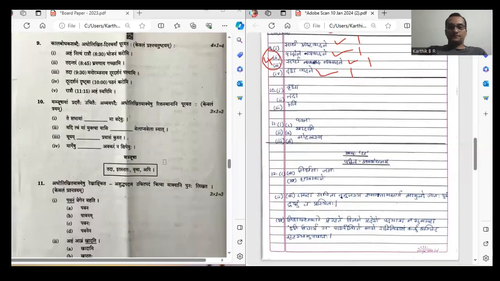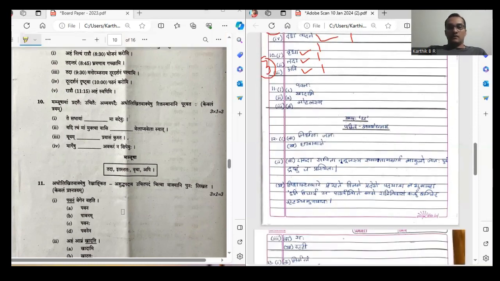10th main. It is avyaya based questions. Te sabhayam dash ma vadeyuhu brutha ma vadeyuhu. It is correct, 1 mark. Yadi tvam mam muktva yasi tada velapya vela syat. This is also correct, 1 mark. And third one, yuyam api prayasam kuruta. It is also correct, 1 mark. So 10th main, 3 marks.